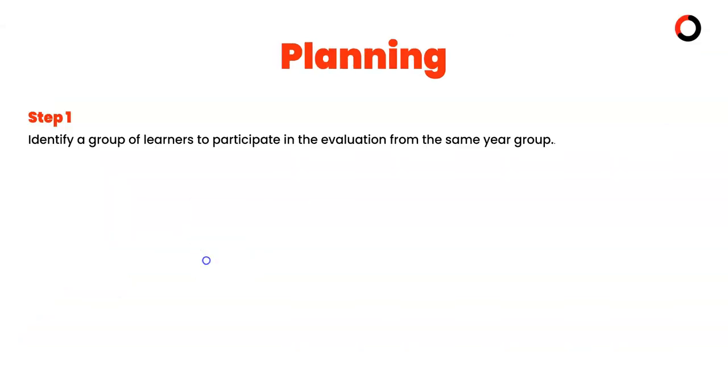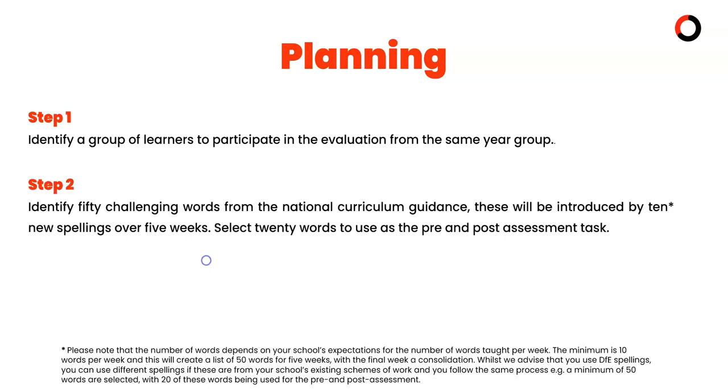Planning. Step 1. Identify a group of learners to participate in the evaluation. Step 2. Identify 50 challenging words from the National Curriculum Guidance. These will be introduced by 10 new spellings over 5 weeks, and then you will select 20 words to use as the pre- and post-assessment task. Please note that the number of words depends on your school's expectations for the number of words taught per week, so it may be more than 10.